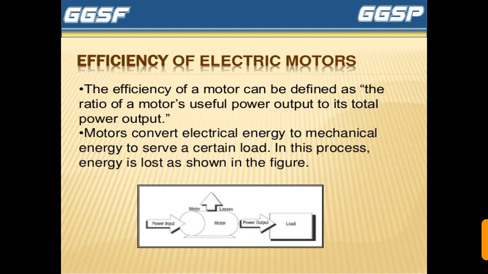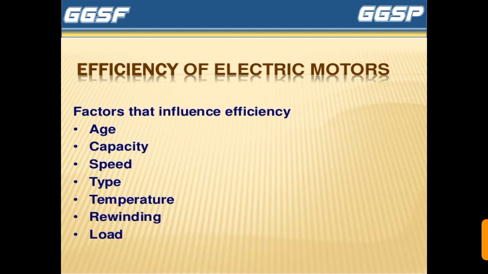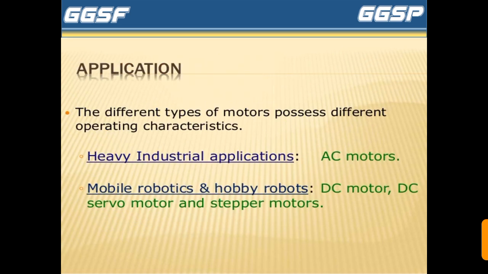So what is the efficiency of an electric motor? The efficiency of a motor can be defined as the ratio of a motor's useful power output to its total power input. Motors convert electrical energy to mechanical energy to serve a certain load. In this process, energy is lost as shown in the figure. The factors that influence efficiency are age, capacity, speed, type, temperature, rewinding and load.